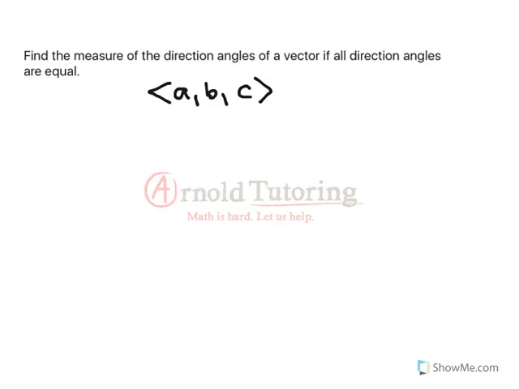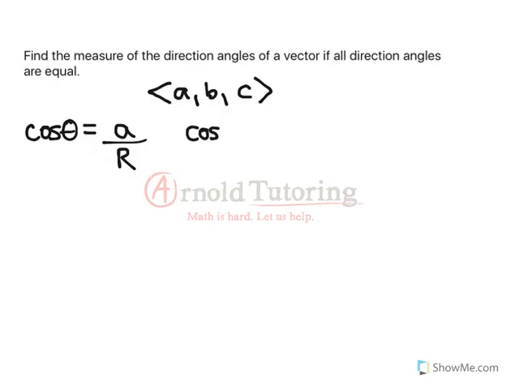Okay, this video asks us to find the measure of direction angles of a vector if all of those direction angles are equal. Kind of a confusing question, but let's take what we know about direction angles. We know that we can measure them by saying cos theta, or the angle with which that component makes with the x-axis, equals that component of the vector, so I'll say A, over the magnitude of the vector. I'm going to call that capital R for now. And we can do that for all three components, right?